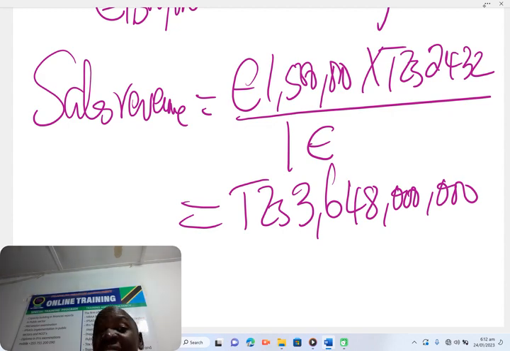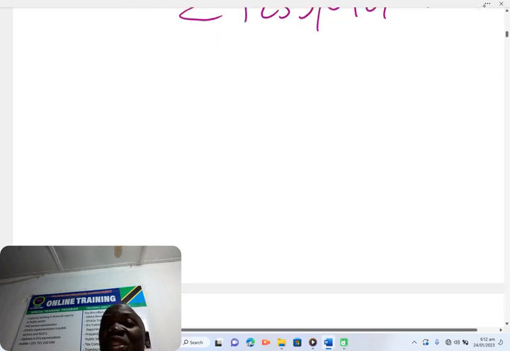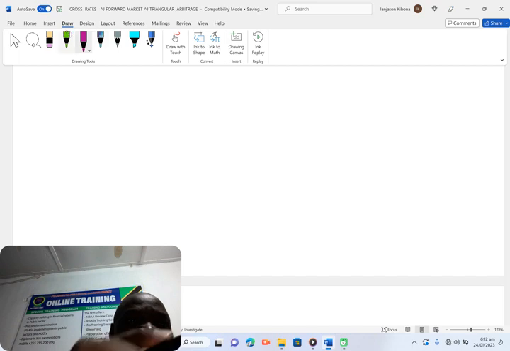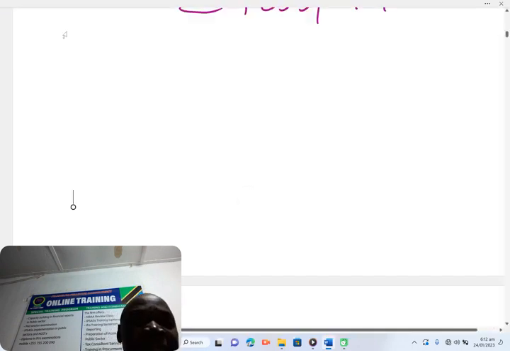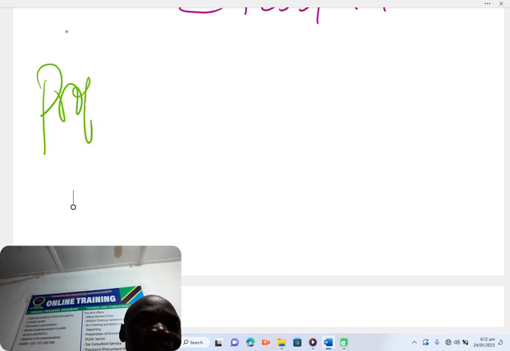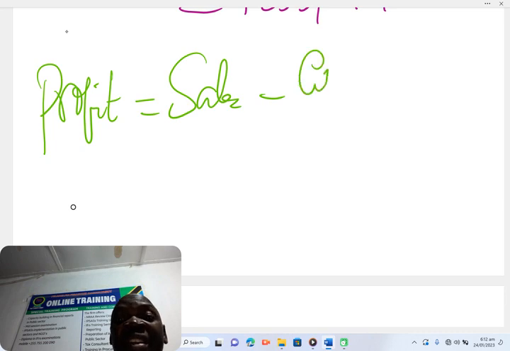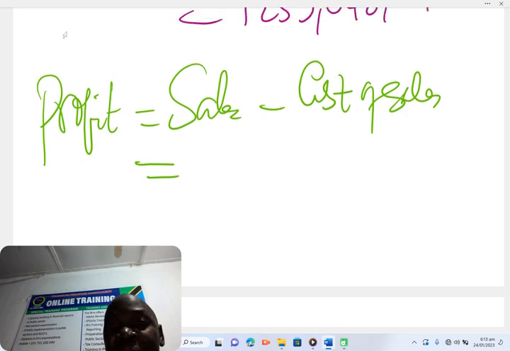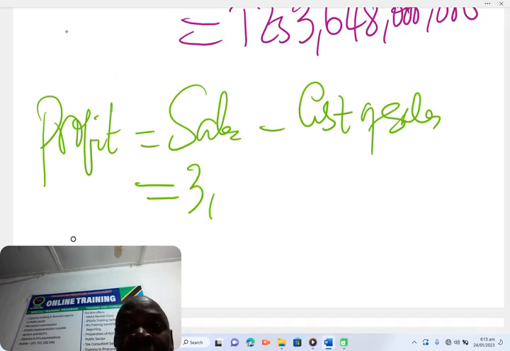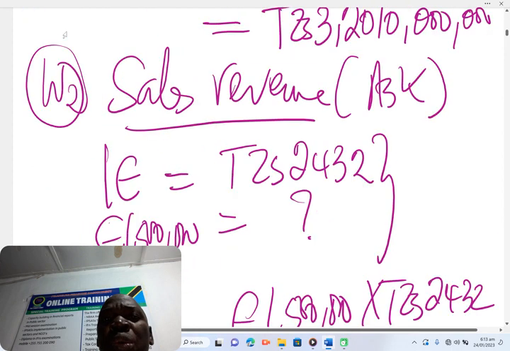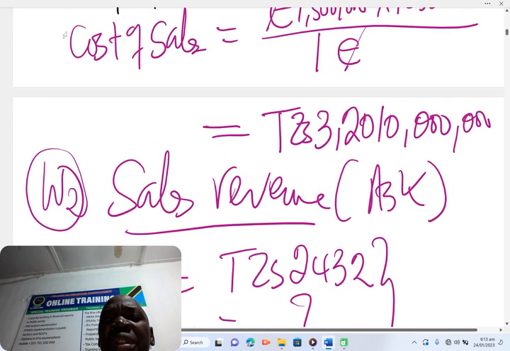Now the profit is the sales revenue minus cost of sales. It is simple now. You can see a very simple transaction in this. So we're saying sales profit now is equal to sales minus cost of sales. So 3 billion, this is minus, that was 22,010.